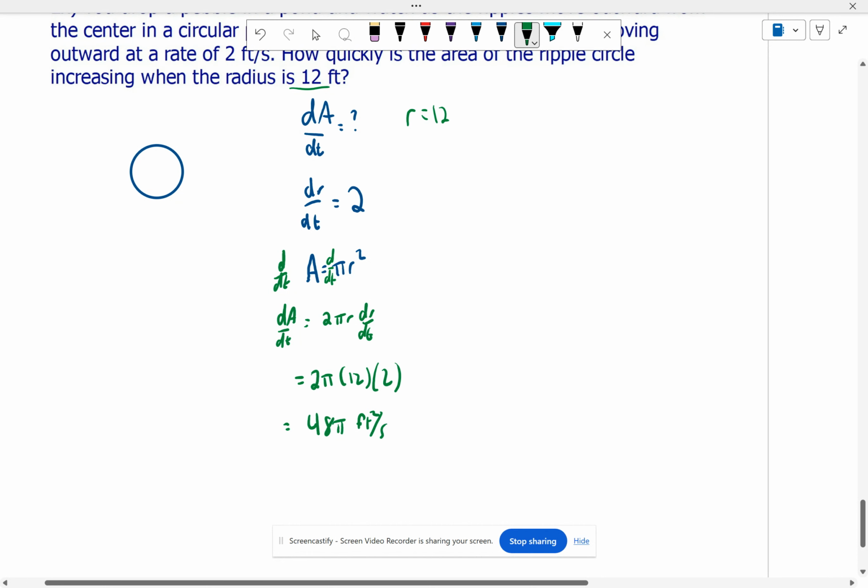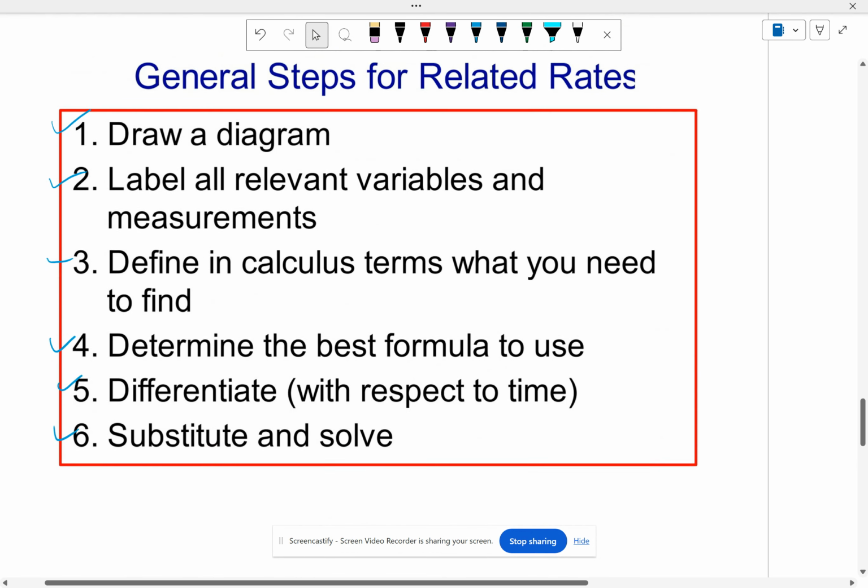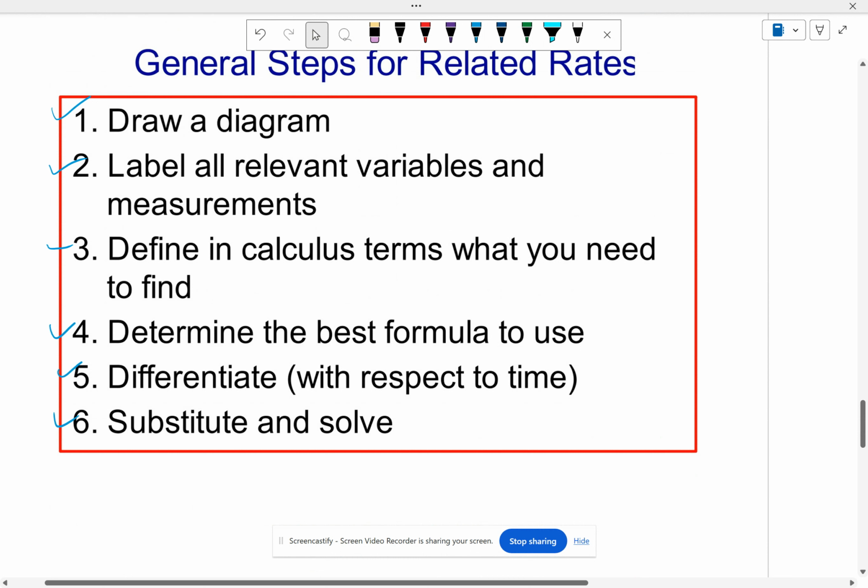square feet per second. Anyway, so that was just kind of the basic version of some of these related rate problems. In the end, they all follow these general steps: make a diagram, label the information, define what you're looking for, relate the variables to each other, differentiate, substitute, and solve.